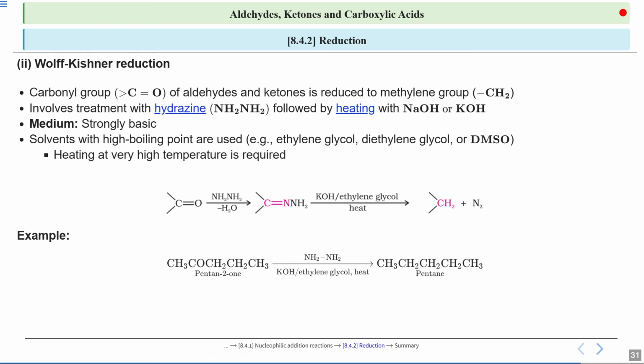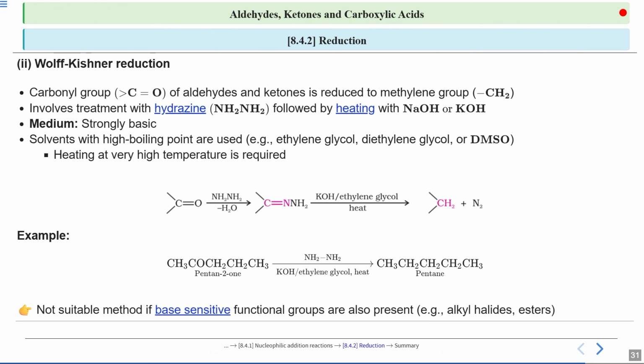and you get a methylene group. For example, if you see there is pentan-2-one, which is a ketone. It is converted into pentane, which is a simple alkane. So the carbonyl group in pentan-2-one is reduced to a methylene group, which results in the simple hydrocarbon chain.